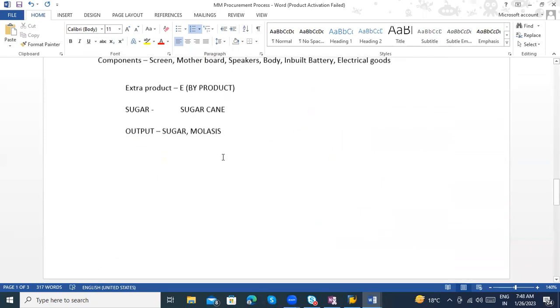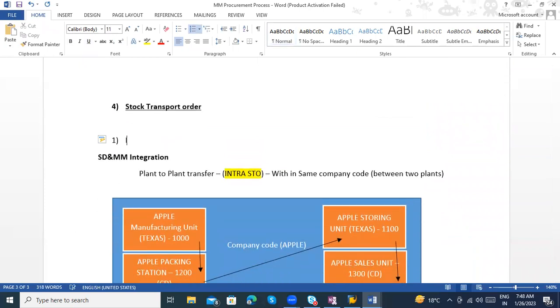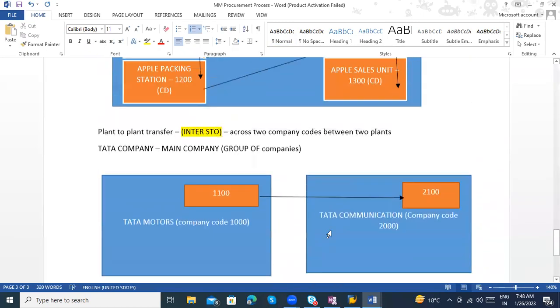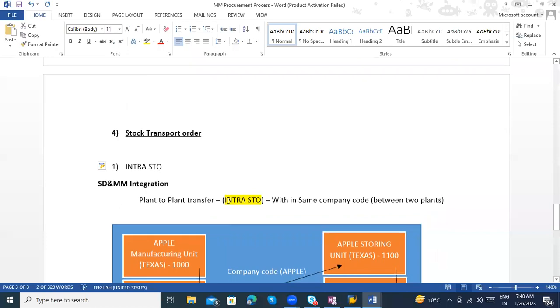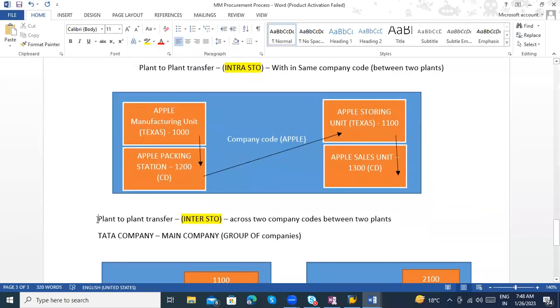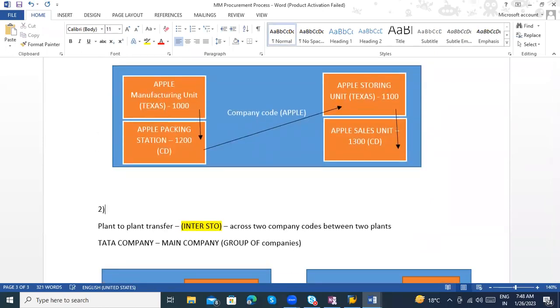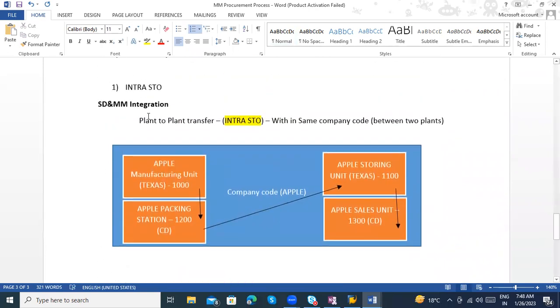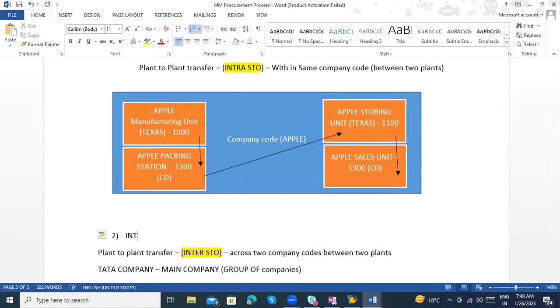Coming to the stock transport order, this is one process where we have intra-STO. These two are very important. Every company has this intra-STO process. Maybe they don't have inter-STO, but if they have only one company, one entity, then they can do intra-STOs. But most of the companies use stock transport orders, because they have manufacturing units, depot units and packing units, and there are many other processes, so they can go ahead.